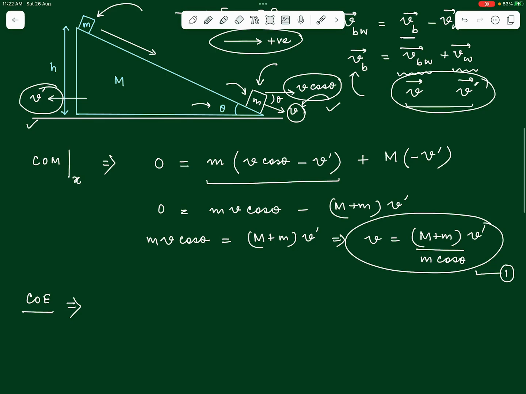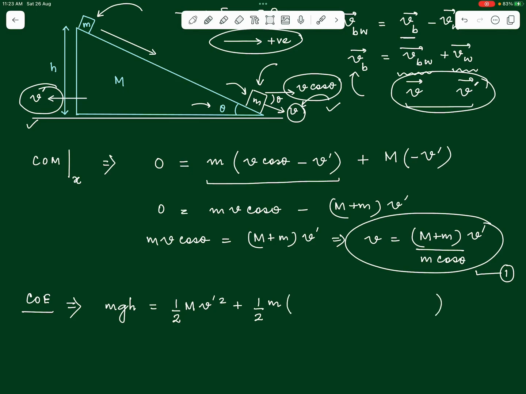So, we will write the equation for conservation of energy as mgh, the initial potential energy of small m, is equal to the final kinetic energy of the two blocks. So, the wedge has a kinetic energy of half capital M into V dash squared, whereas the kinetic energy of small m will be half m into what is the speed of small m now?